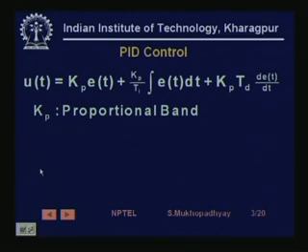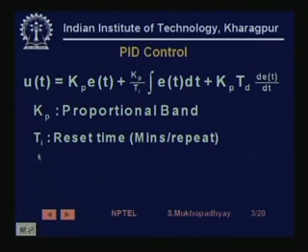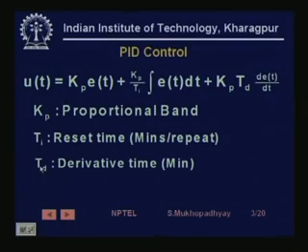Next is the parameter Ti, which is called the reset time and expressed in a peculiar sounding unit called minutes per repeat. Next is the derivative time, also expressed in units of minutes. It may seem rather unusual, but remember that typical chemical processes have time constants of the order of minutes. So, these times are often expressed in minutes.